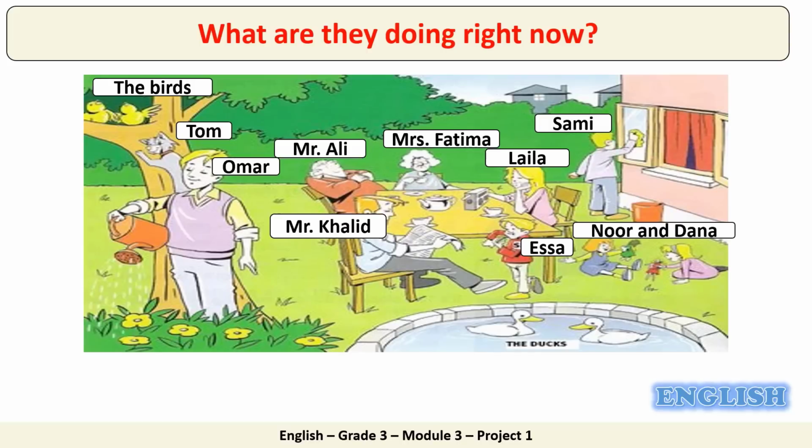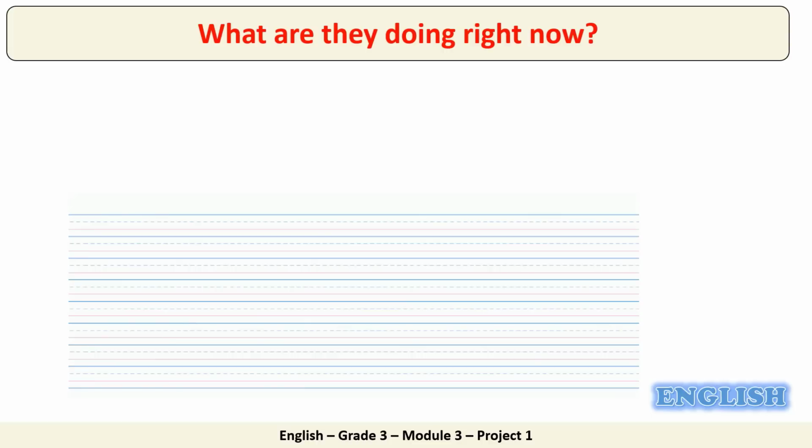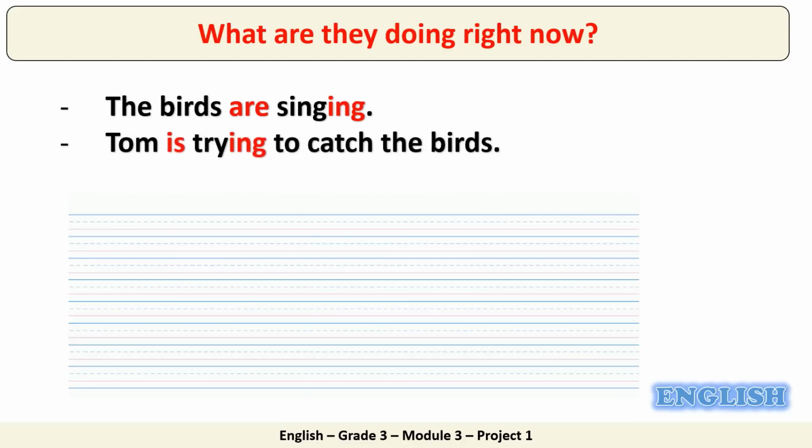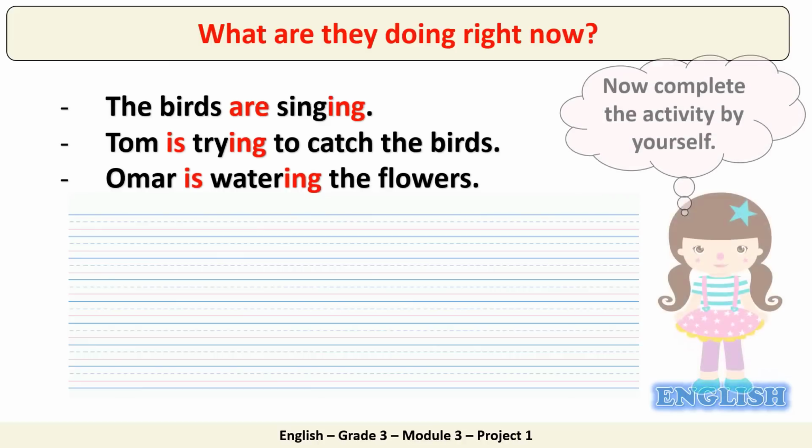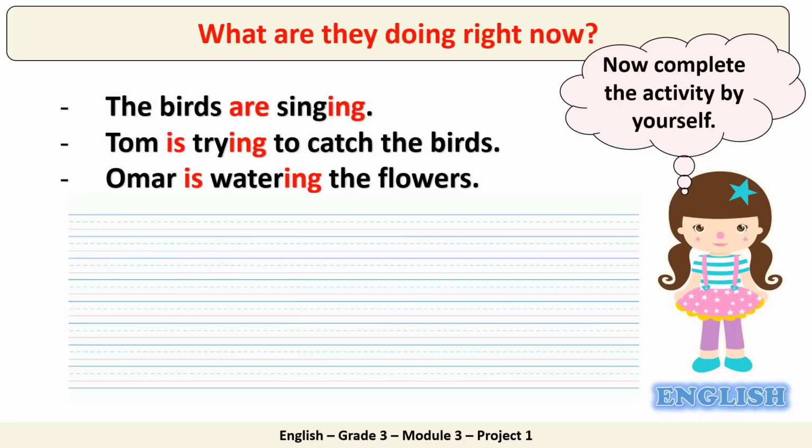Now let's practice. I want you to look at the picture and try to write sentences about what they are doing right now. Such as, the birds are singing. Tom is trying to catch the birds. Omar is watering the flowers. Now pause the video and try to complete the activity by yourself. Use your English notebook to write the sentences, and then be proud and post a picture of your work to your class team.